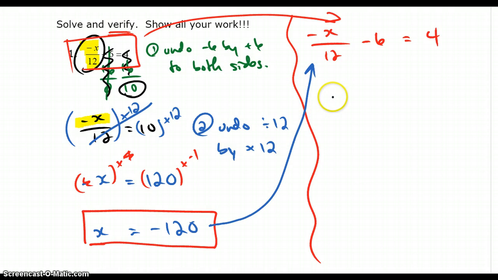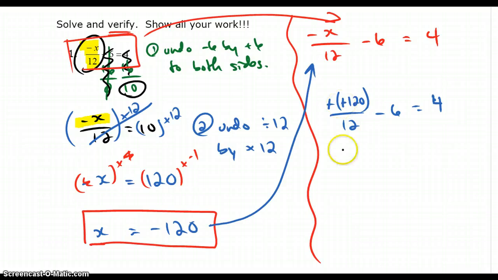So the question actually says negative x over 12. So I'm gonna get rid of that x, and I'm gonna put in my negative 120, because that's what x is. So now I'm subtracting a negative, I've got a positive. You could have worked with this in this case. You could have worked with the negative x equals 120 and just put that on the top because it asks for a negative x. But it's best just to describe our answer as a positive x, so you know.